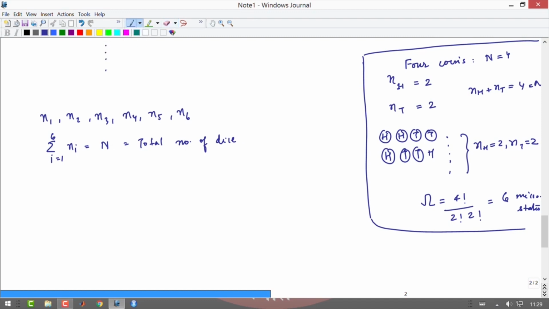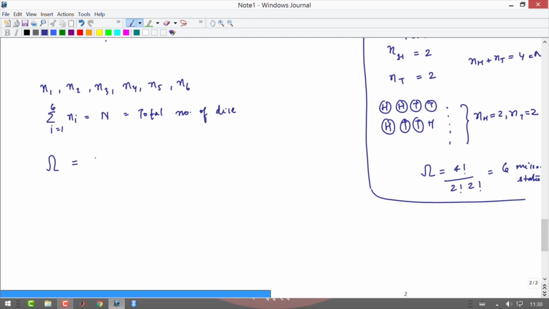So, if I want to know how many states these n dice can stay in together with the specified values of these small n1, n2 all the way up to n6, then this is nothing but factorial n, n being the total number of dice, divided by a product of these ni's factorials.